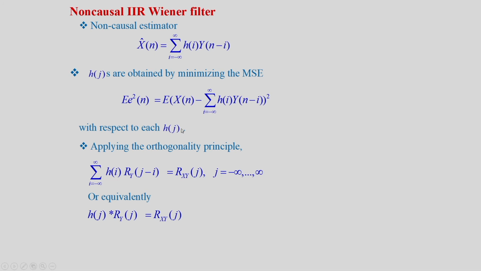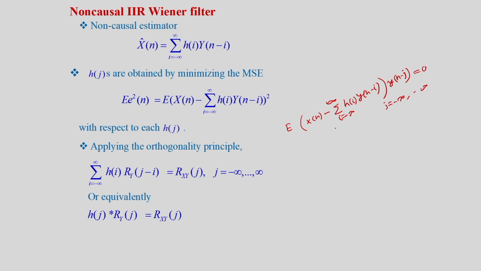Again, we apply the orthogonality principle. What is the orthogonality principle? Error is orthogonal to data. E of (Xn minus summation hi into Yn minus i going from minus infinity to plus infinity) times Y of n minus j, going from minus infinity to plus infinity. So, this must be equal to 0.